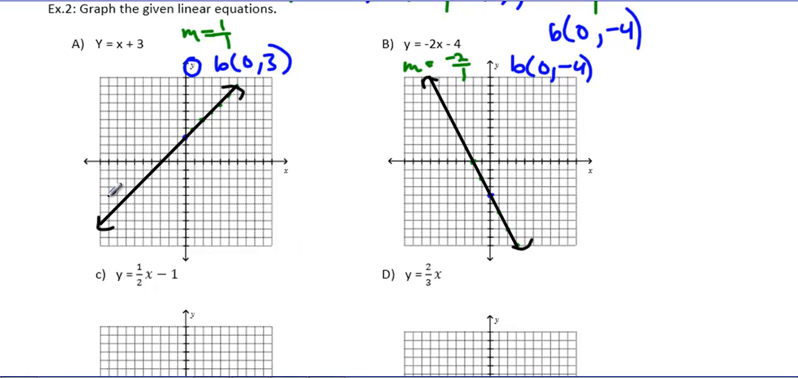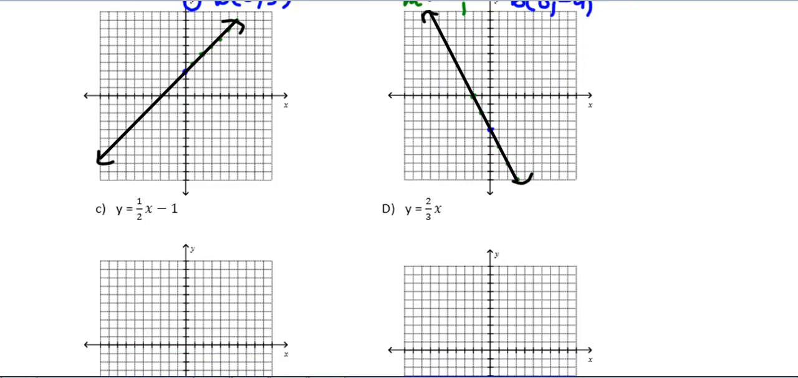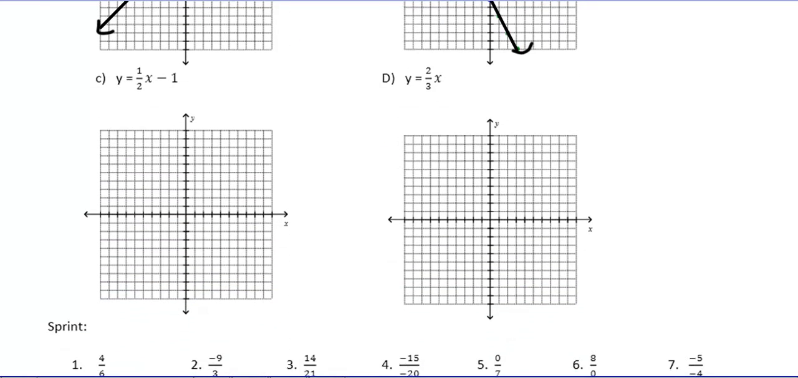There we go. Alright. We're going to leave C for class tomorrow. We're going to go ahead and do D together. Alright. Again, when I look at problem D here, example D, I know my slope is 2/3. Alright. And my y-intercept is the piece that's missing after x. So that makes it 0, 0. So when I begin at b, I put a dot at 0, 0. And from there, I'm going to count up 2 over 3. Up 1, 2 over 1, 2, 3. Up 1, 2 over 1, 2, 3.